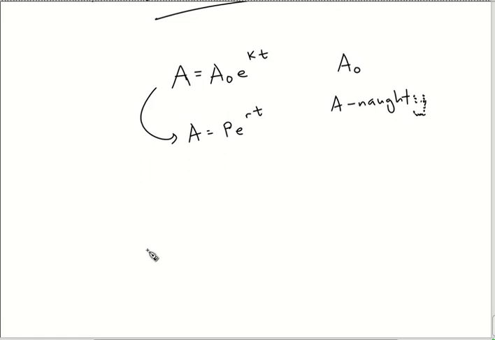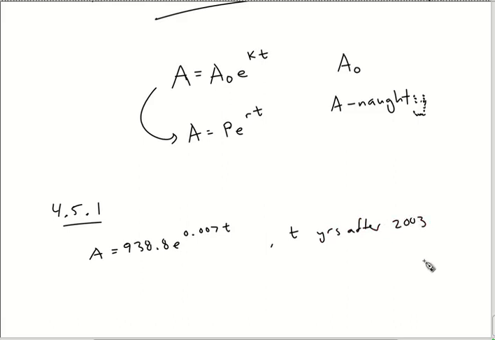Okay, so A naught. Now, I got 4.5.1. A is equal to 938.8 e to the 0.007t. It's talking about population. T is years after 2003. And they say, what's the population in 2003?